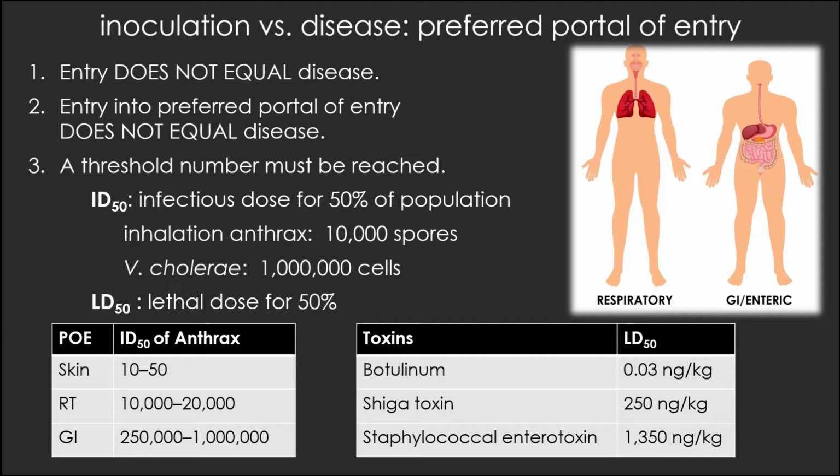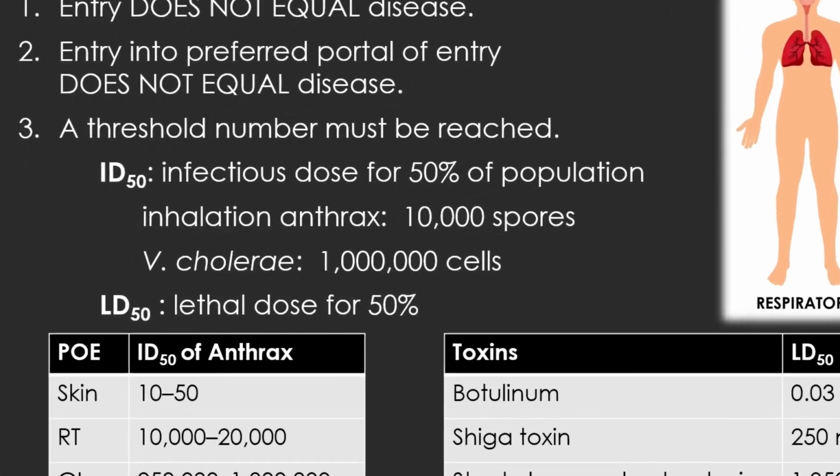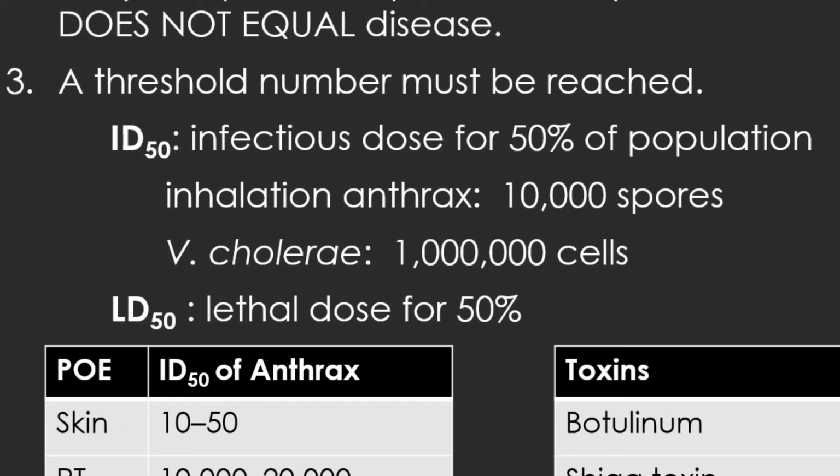A threshold number of organisms have to be reached in order for those organisms to be able to take hold and cause infection, and to be able to move from infection to such a serious disease process that those microbes cause death. And we have 2 terms that are used to describe those threshold numbers. The first, the ID50, describes the infectious dose for 50% of a population. So it's a statistical test that's done to determine how many microbes are going to infect 50% of a test population. And that allows us to compare very different diseases.